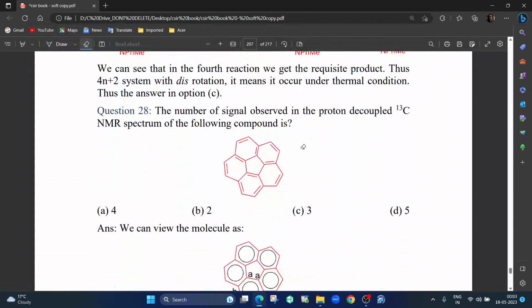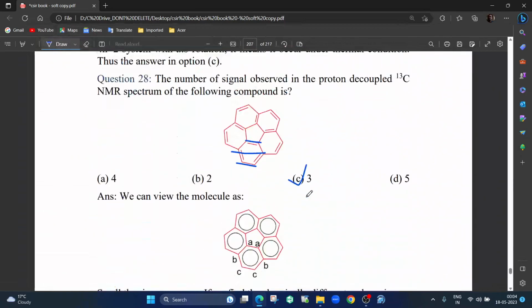Now this question 28 is very easy. Number of signals observed in the proton decoupled 13C NMR. You see all these rings are identical. They are all attached together. So for one ring, if you find out how many different kinds of carbon are there, we get the number of peaks. You know these two are same, these two are same, and these two are same. So we'll get 3 peaks, and that will continue in all of them. So the answer is 3, right?